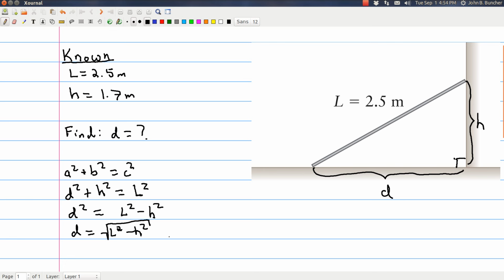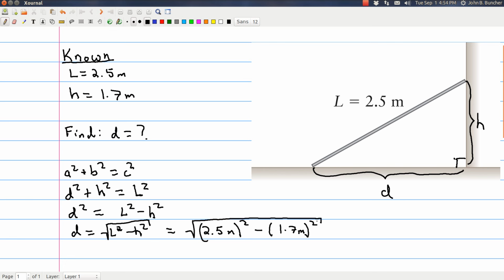All right, and now I can plug in my numbers. So L was 2.5 meters squared. I need to subtract, sorry, that was L. H is then 1.7 meters. We got to square that. Then we're going to take the square root of the whole thing.